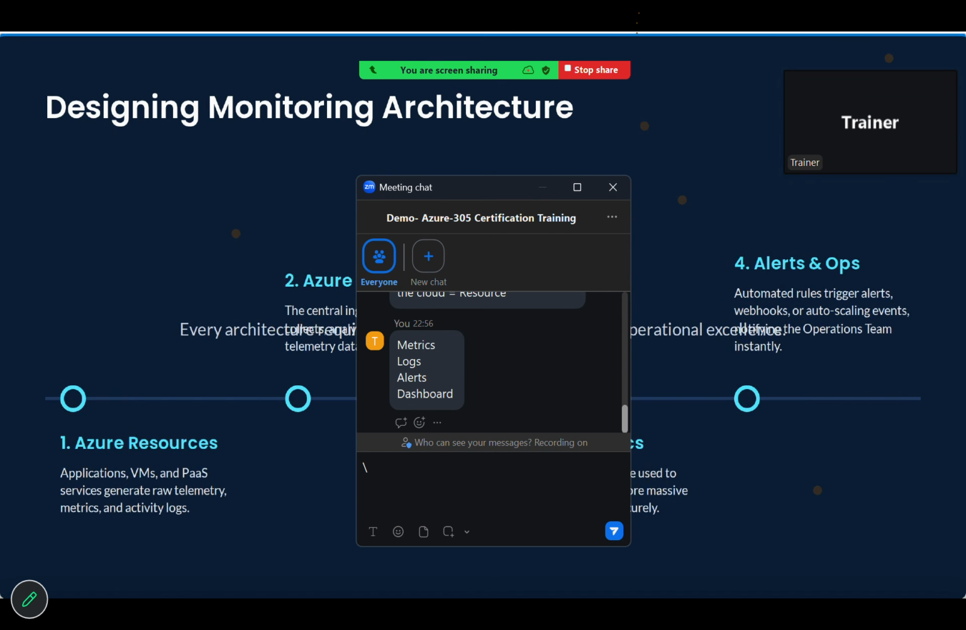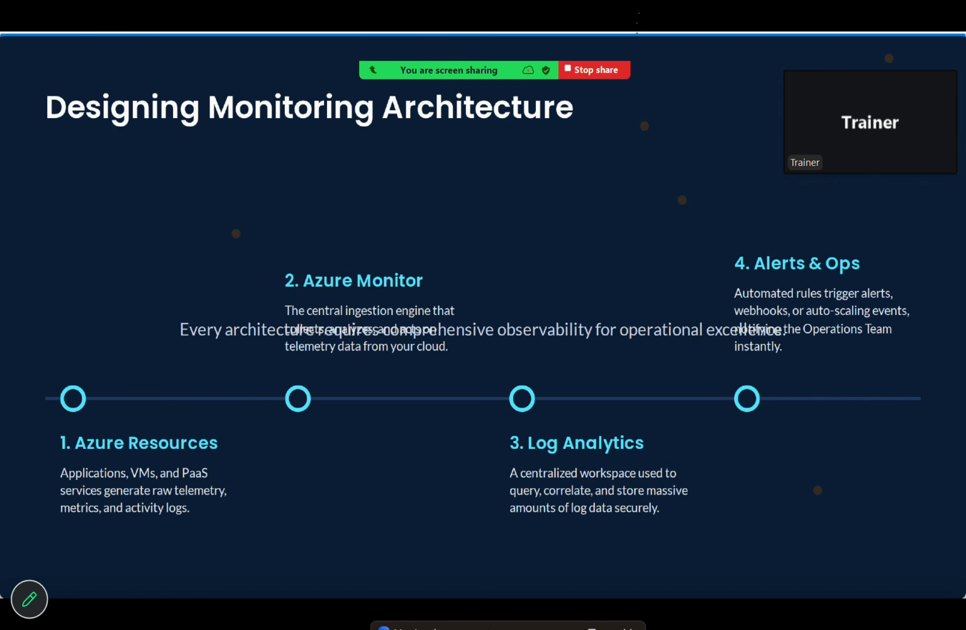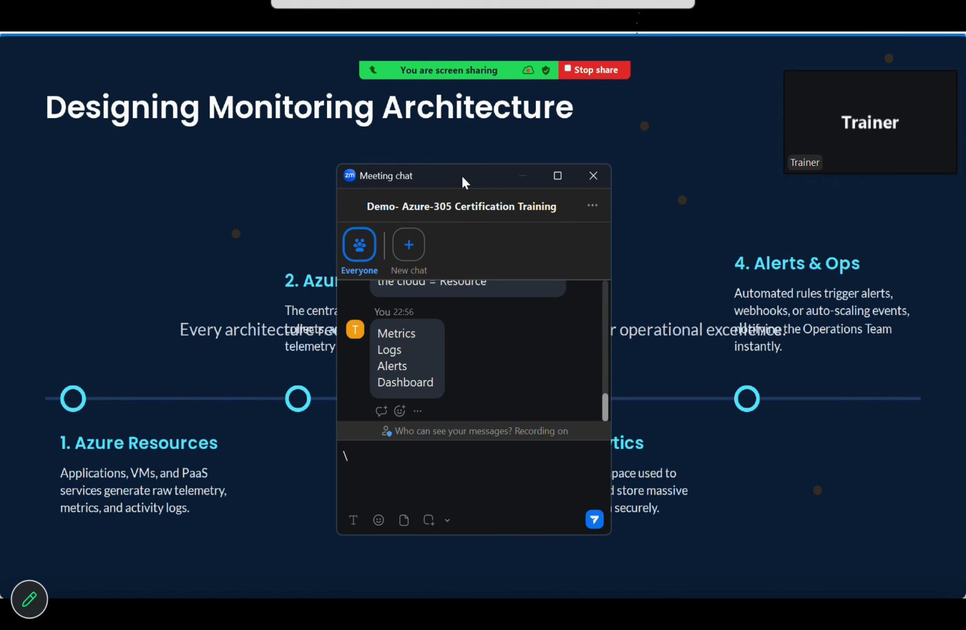So if you see here, these four channels, like the first come, these Azure. Are those the resources? The Azure resources? Can you bring the chat up again? You can also access the chat at your side. Okay, that's not an issue.